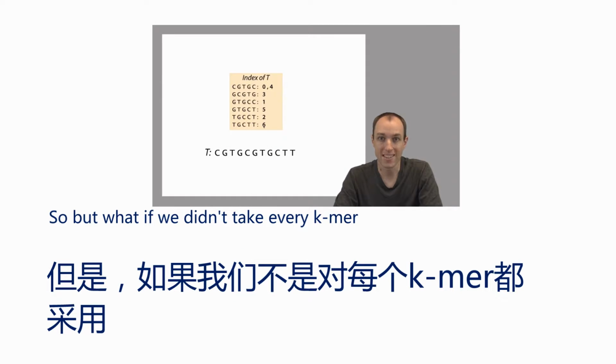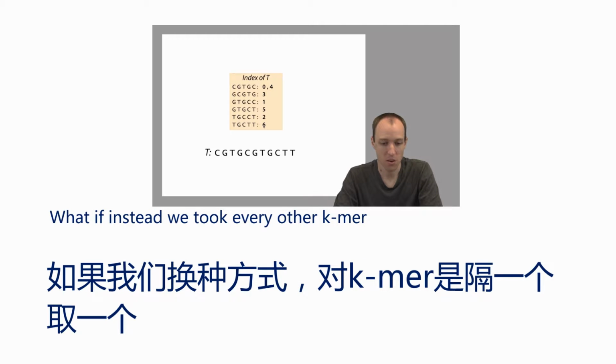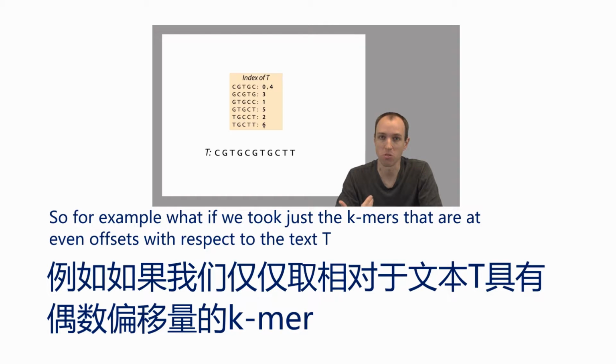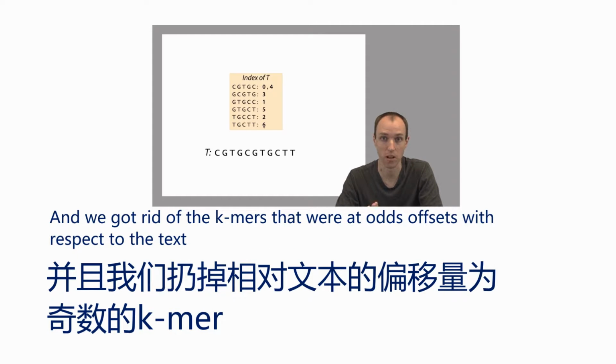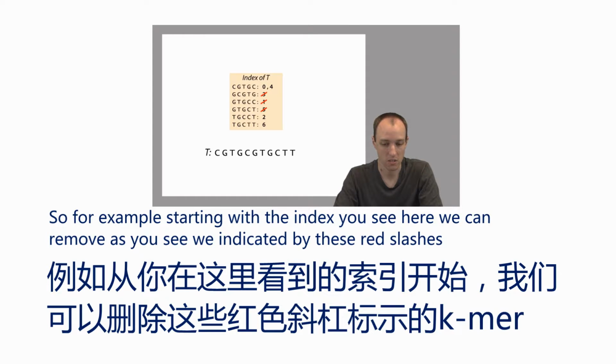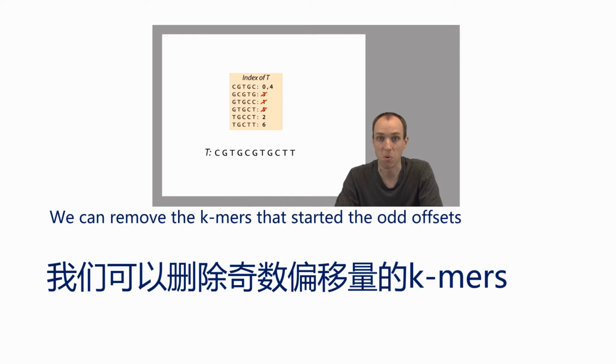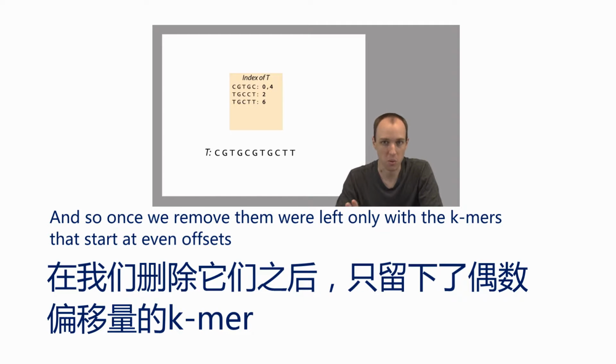It starts with the 5-mer at offset 0 and goes all the way to the 5-mer at offset 6. But what if we didn't take every k-mer? What if instead we took every other k-mer? So for example, what if we took just the k-mers that are at even offsets with respect to the text T, and we got rid of the k-mers that were at odd offsets? Starting with the index you see here, we can remove, as indicated by these red slashes, the k-mers that start at the odd offsets. And once we remove them, we're left only with the k-mers that start at even offsets.